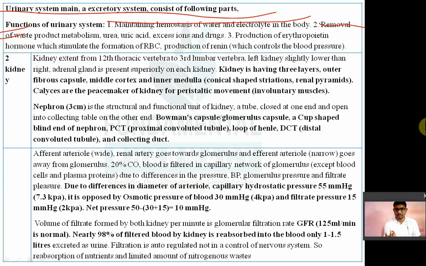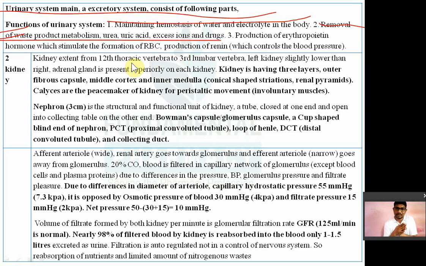Then uric acid. Uric acid is a waste product of which metabolism? Anyone knows? So urea is a metabolic waste of your protein metabolism. Uric acid is a metabolic waste of your nucleoside and nucleotide metabolism, and excess of ions like calcium, potassium, sodium, whatever ions are present, magnesium, chloride ions, phosphate ions. So those will be removed. Excess will be removed, and whatever is required will be retained.